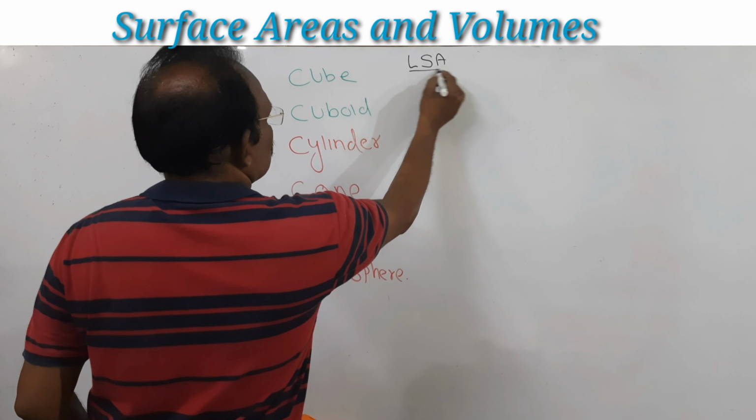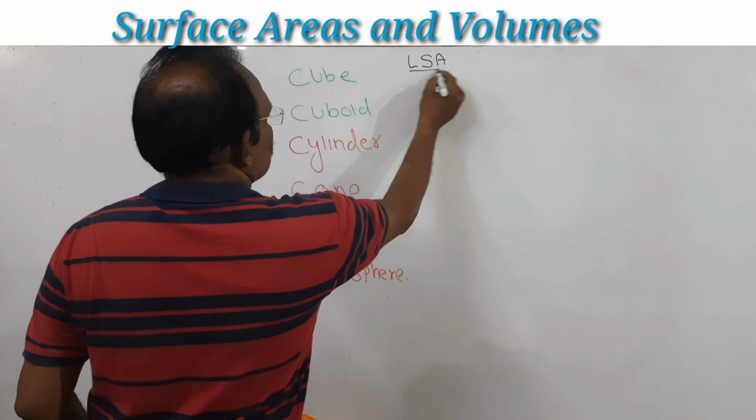Simple. What is the lateral surface area? 4A square, because we have 4 squares. The area of a square is side square, and we have assumed the side as A. So this is A square plus A square plus A square plus A square. So we have 4 into A square. So the lateral surface area is 4A square.